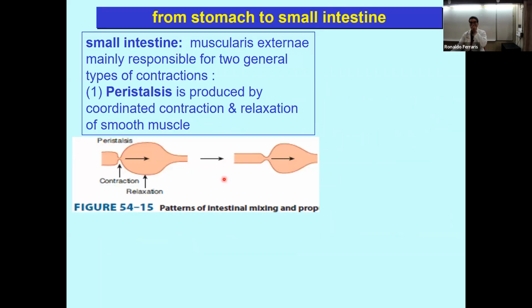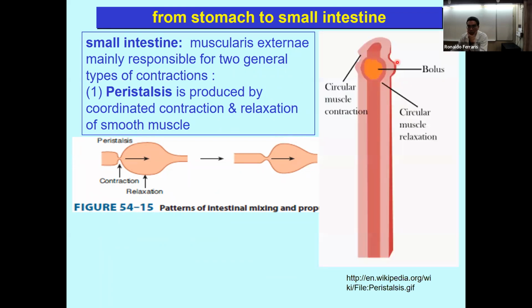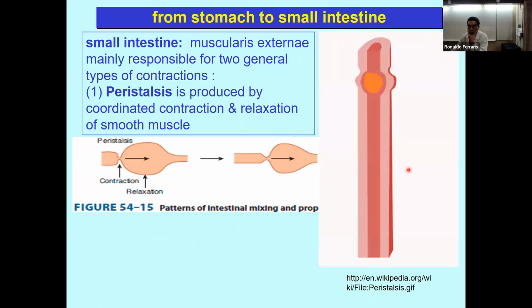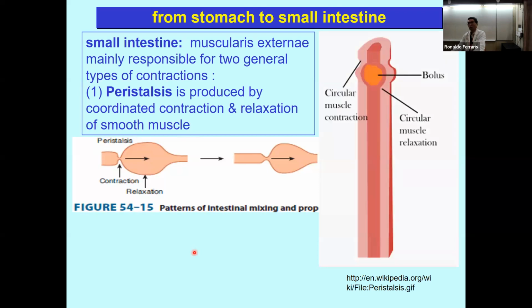Okay, so now we're in the small intestine. Peristalsis is really represented. It's coordinated: the proximal region contracts and the distal region relaxes, and it moves and pushes the food down. Basically, that's the task of peristalsis, and really there's nothing complicated about that.